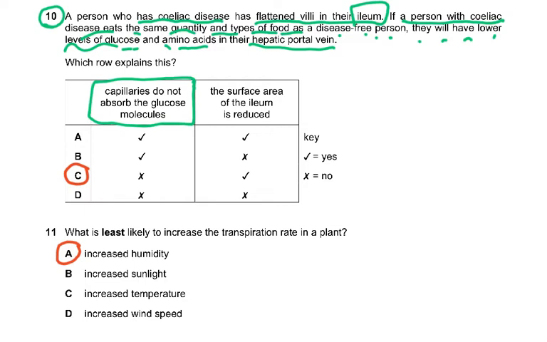Because actually what has happened is that the flattened villi results in the surface area being reduced. So when the surface area is being reduced, less absorption will take place. But capillaries, if glucose is absorbed, it will enter the capillary. So this is wrong when you said capillaries do not absorb, because it said in a person with the same quantity of food, they will have lower levels of glucose and amino acids in their hepatic portal vein. The capillaries join to form the hepatic portal vein. So how will they not absorb the glucose and the amino acids? So this was a challenging question which checked whether you understood the whole absorption and digestion process.